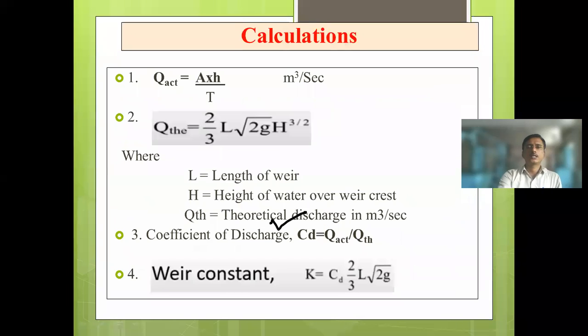Okay. Next, the calculation part. Q actual is equal to A into h upon t. Q theoretical is equal to 2 by 3 L into under root of 2g H raised to 3 by 2, where L is the length of the weir, capital H is the height of water over the weir crest, and Q theoretical is the theoretical discharge in meter cube per second. Then coefficient of discharge CD is equal to Q actual upon Q theoretical. Lastly, weir constant K is equal to CD into 2 by 3 into L into under root of 2g.